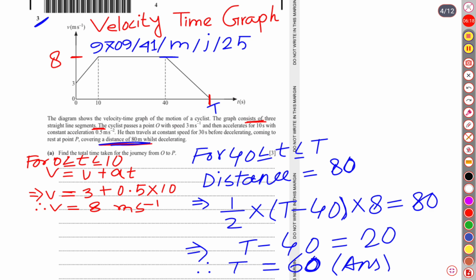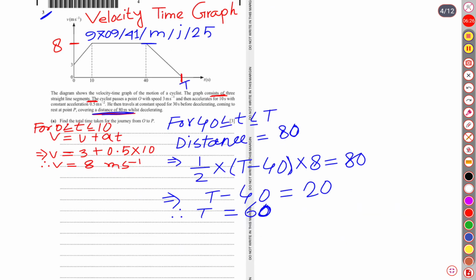They have told us to find the total time, so we can write one more step. Let it be written, total time is equal to 60 seconds.